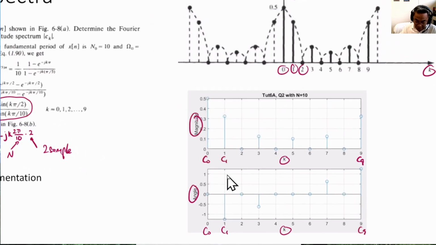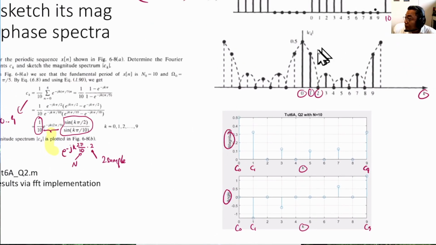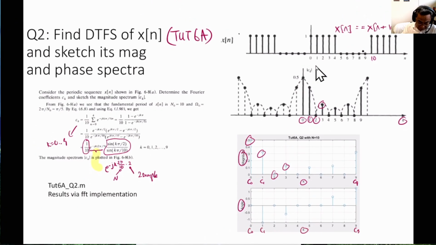And now let's compare. This is the answer, c0 is 0.5, this is c1, then c2 goes to 0, voila, and then c3 goes up a little bit, and so on and so forth. So this is both the magnitude and the phase. Well, this diagram only shows you the magnitude.